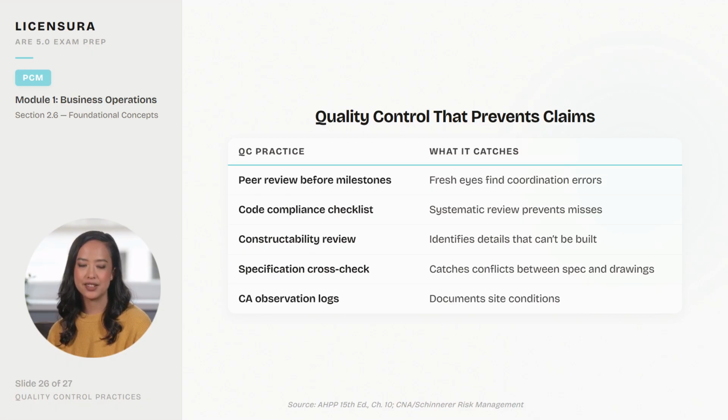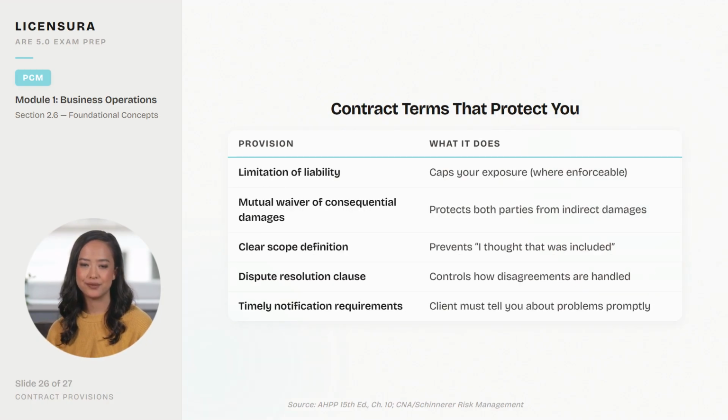Beyond documentation, quality control practices prevent the design errors that generate claims. Peer review before milestones. Fresh eyes catch coordination errors you've gone blind to. A code compliance checklist for every project. Systematic review prevents missed requirements. Constructability review identifies details that look good on screen but can't actually be built. Specification cross-checks catch conflicts between your specs and your drawings. And CA observation logs that document site conditions.